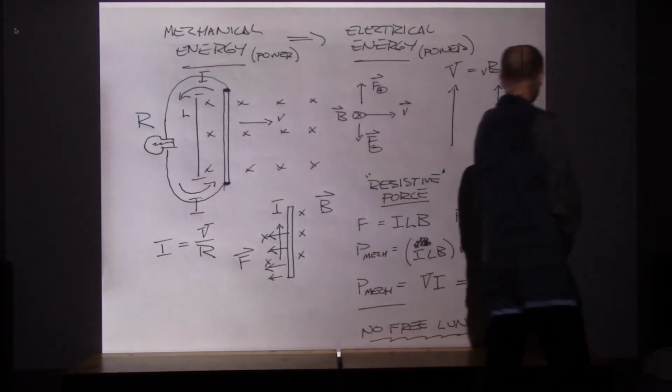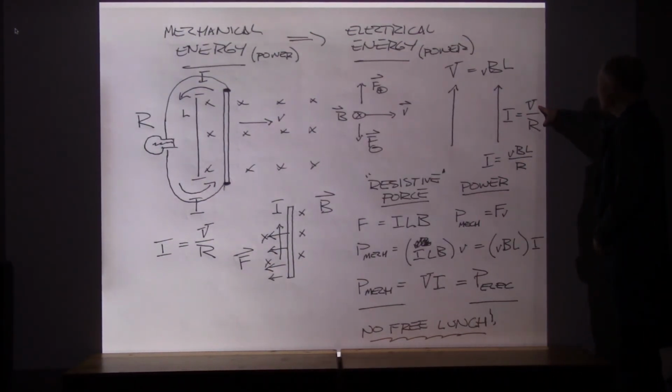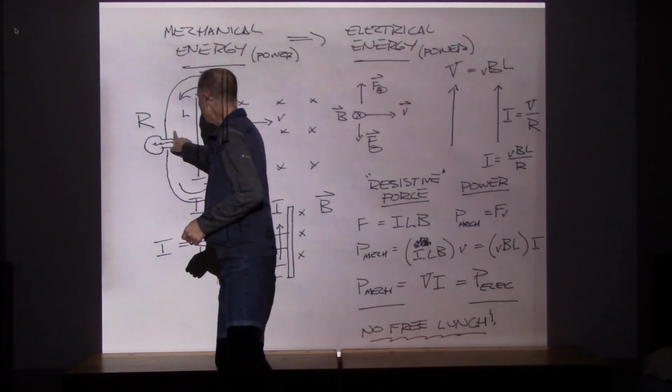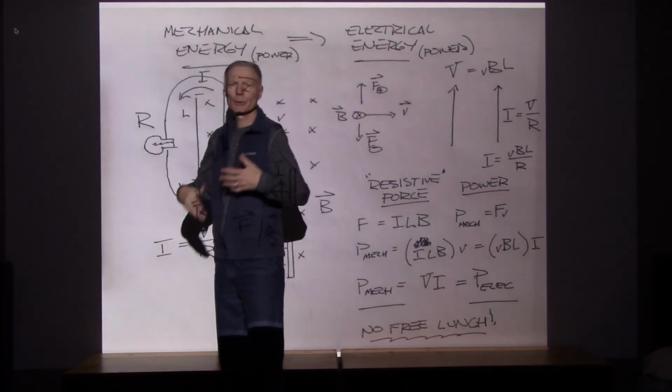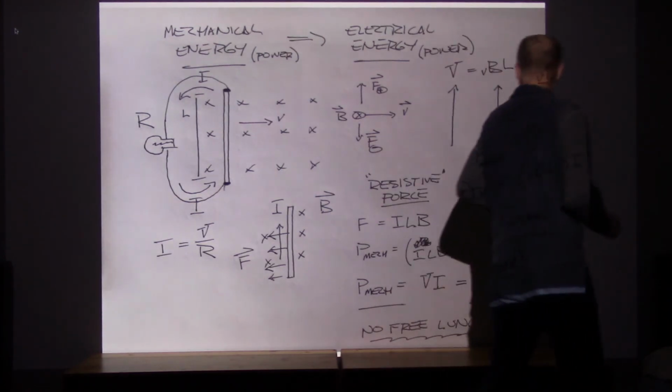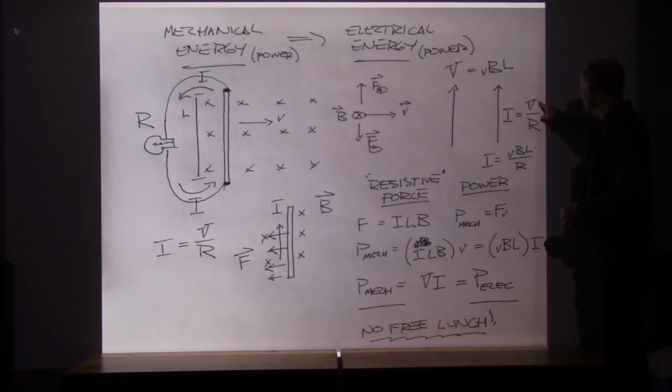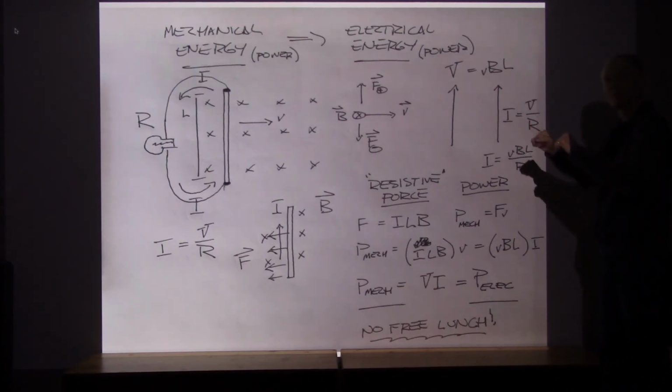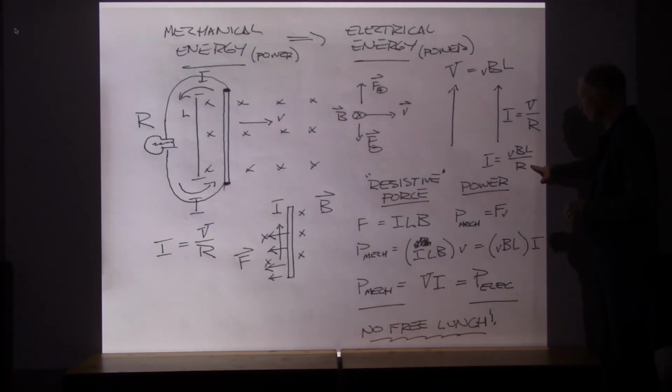So if I've generated a certain EMF using this generator, I can divide that through by a resistance, for example. Let's say that the light bulb right here has a certain resistance to it, 10, 20 ohms, whatever. That says that the current then is the EMF over the resistance, which means the current is going to depend on vBL. How fast am I moving that bar? Moving faster, going to give me more voltage. It's going to give me more current. So that's the voltage divided by the resistance.